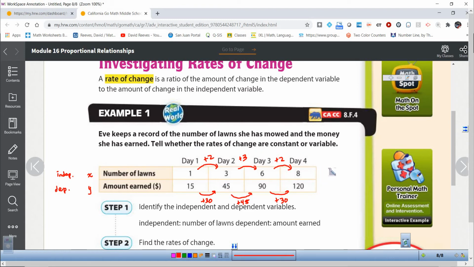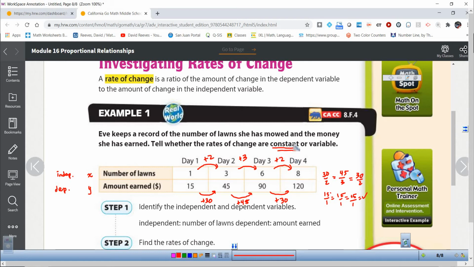Now, if you look at these changes, if you write them as ratios, we get 30 over 2, we get 45 over 3, and then we get back to 30 over 2. The question is, are they equivalent? Well, remember, equivalent ratios simplify down to the same value. We get 15 over 1, we get 15 over 1, and of course we get 15 over 1 again, right? We get the same value. All right, and so because the change in y over the change in x is the same, that is a constant rate of change.